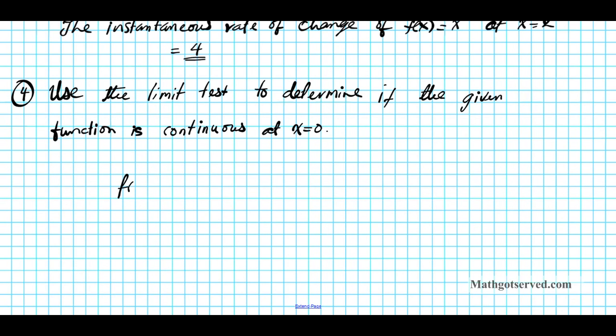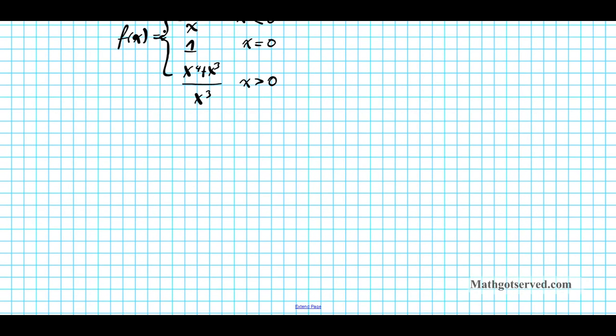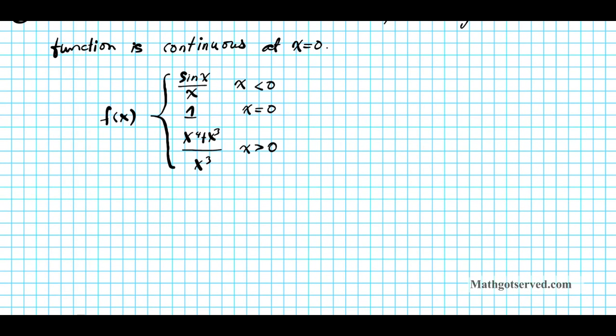Okay? And the function is a piecewise defined function given by f of x equals sine x over x when x is less than 0. The function is equal to 1 when x is equal to 0. And the function is x to the fourth plus x to the third over x to the third when x is greater than 0. All right? So this is the piecewise defined function that we're going to be focusing on in this problem.